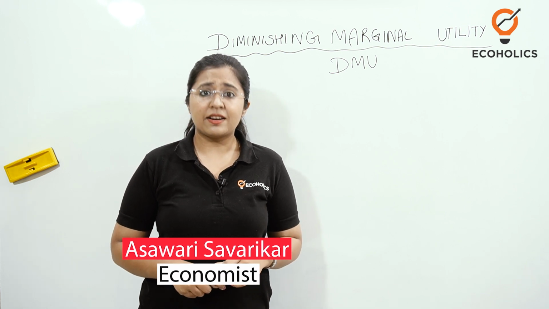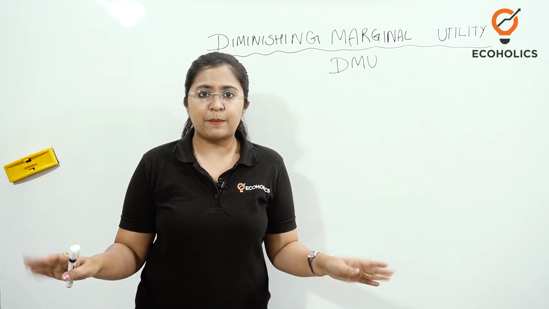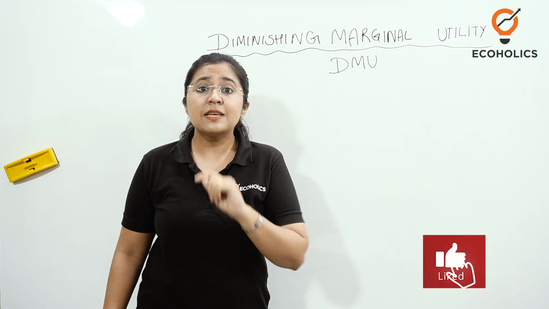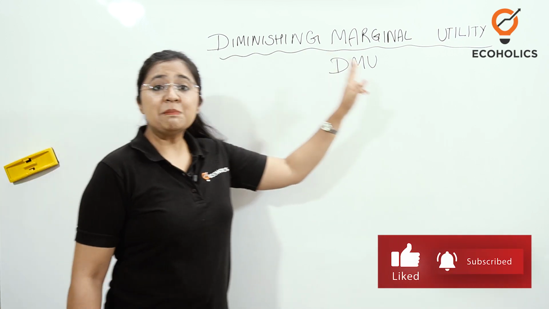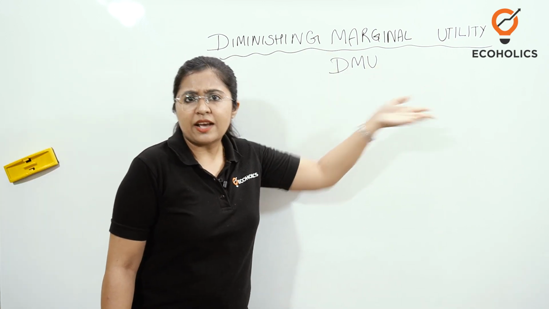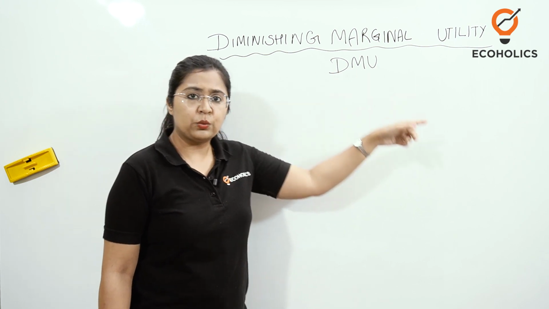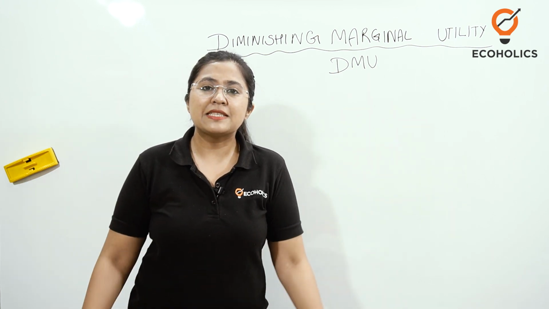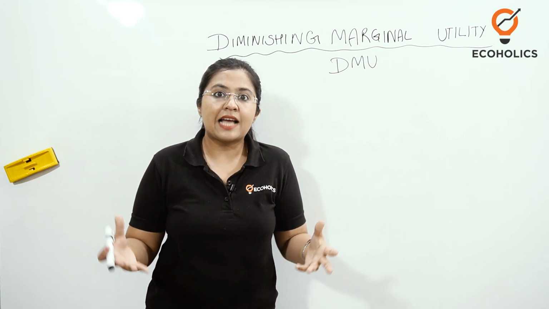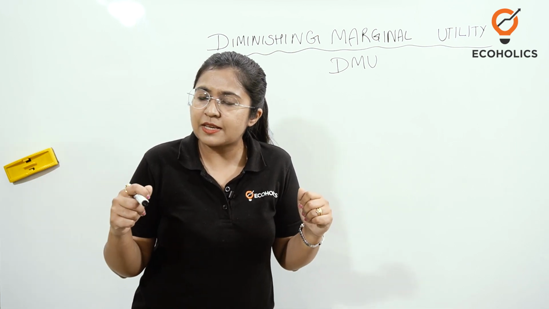Ecoholics. Today we are going to understand a very fundamental concept of microeconomics. The concept's name is diminishing marginal utility, also known as the law of DMU. Now let's first of all set a background of what exactly the diminishing marginal utility concept is.